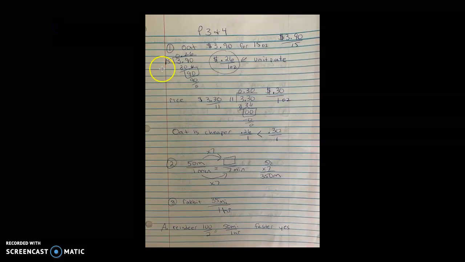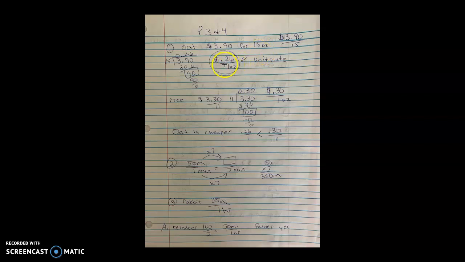Okay, so for question number 1, to get unit rate, I took $3.90 divided by 15, and I got a unit rate of 26 cents per ounce. For the rice cereal, I took $3.30 divided by 11, gave me a unit rate of 30 cents per ounce. So notice the oat cereal was cheaper because 26 is less than 30.